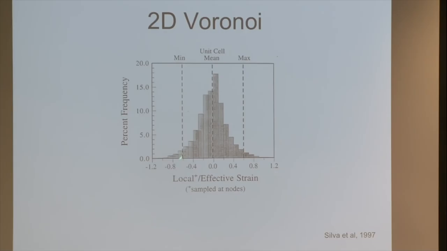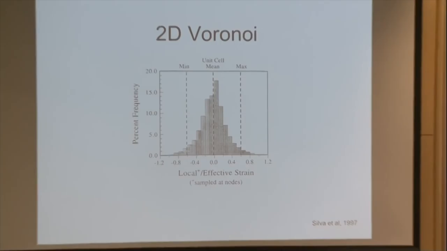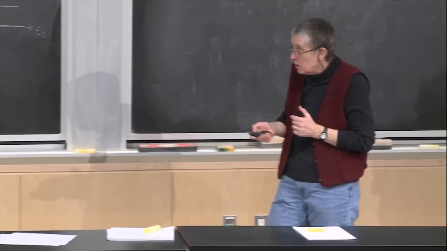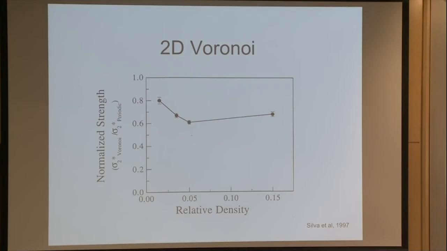So the thing to observe here is that the Voronoi has some strains and correspondingly some stresses that are outside the range of the regular periodic honeycomb. And so if there's parts of it that are seeing higher strains and higher stresses, it's going to fail at a lower load. So I think it's this distribution, because you've got this random structure and you've got different lengths and different orientations of the members. So that's one reason why these strengths are less than the periodic structure.